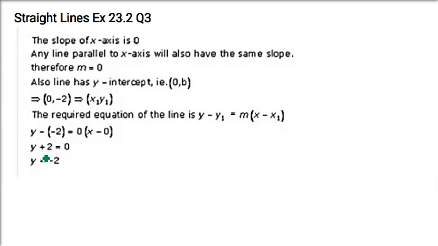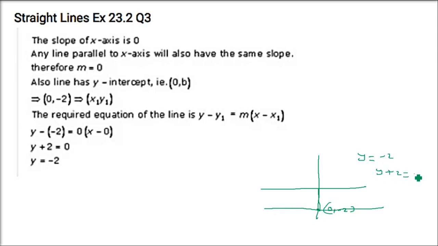Find the equation of a line parallel to x-axis and having intercept minus 2 on y-axis. So the thing is simply, the intercept is minus 2 here. So x is 0, y is minus 2. And the line is parallel to x-axis. So the equation of the line, the distance is y equals minus 2. And this is the equation of that line. Y plus 2 equals 0 is the line.